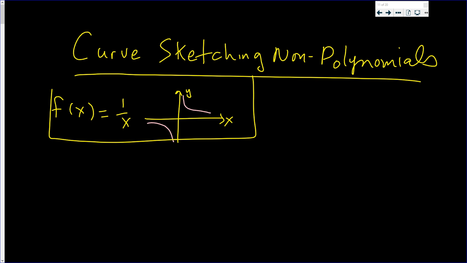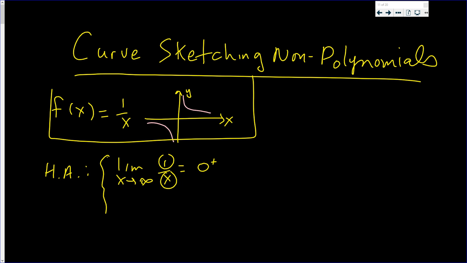So, what you want to do is get the two horizontal asymptotes. You take the limit as x goes to positive infinity of 1 over x. This is going to be 0, but since the numerator is positive and the denominator is positive, when x is really large, it'll be a little bit more than 0.